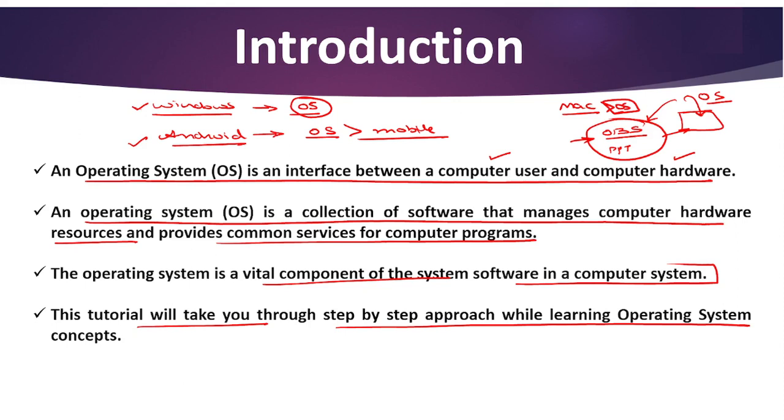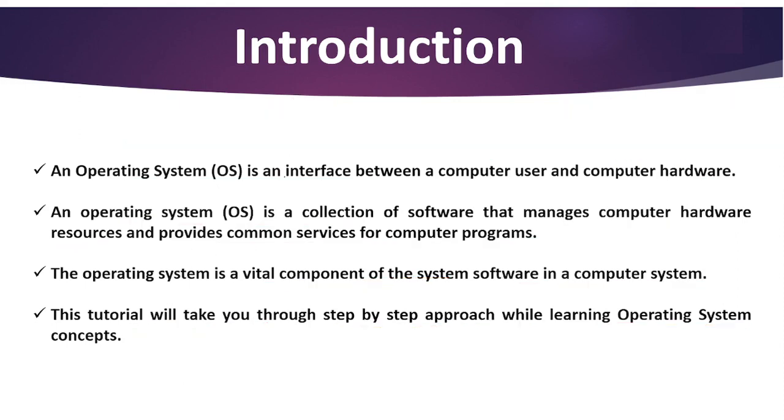Also, an operating system is a software package that runs all the applications and serves as a communication link. We have told you about the interface. Interface is also called a communication link. So an operating system is a software package that runs applications and serves as a communication link between your computer user and the hardware. All these statements are very important.